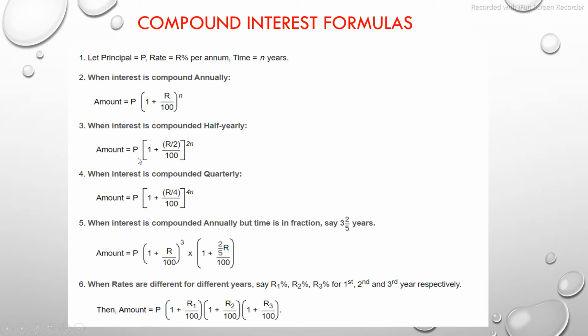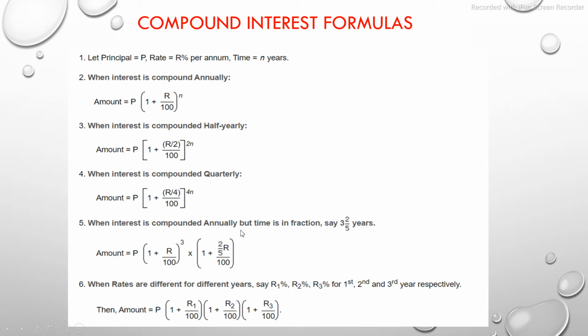So the amount is equal to P into 1 plus R by 2 by 100 raised to the power 2n. So when the interest is compounded quarterly, in this case the rate is divided by 4 and the time is multiplied by 4. So the amount is equal to P into 1 plus R by 4 by 100 to the power 4n.